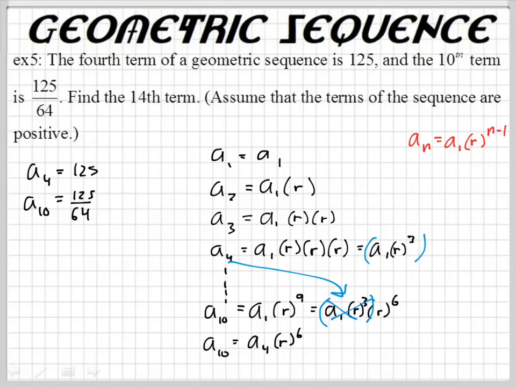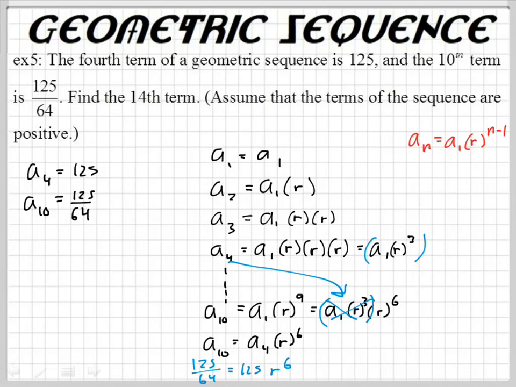And the reason why we really want to do that is because of this next part. This is really cool. We know what a sub 10 is. We can plug that in. A sub 10 is 125 over 64. And we know what a sub 4 is. A sub 4 is 125. Now we have one variable in an equation. Can we solve for that variable?